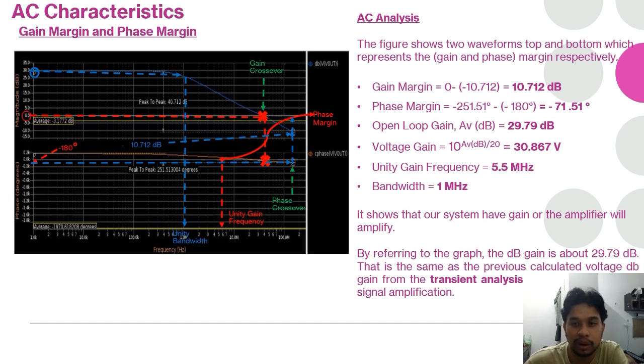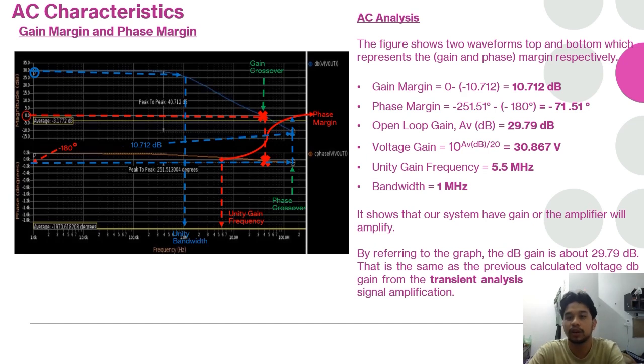And then for the gain margin, we put the line at the phase margin graph, and then we pull until the gain margin to obtain the gain margin that is 10.712 dB.